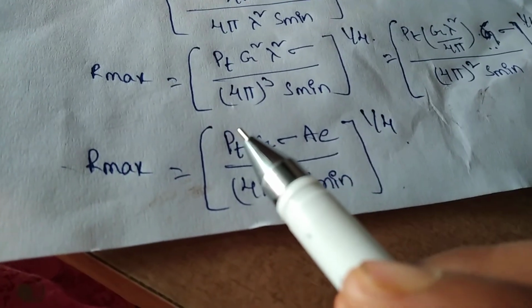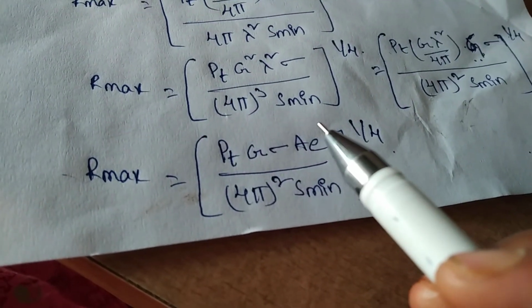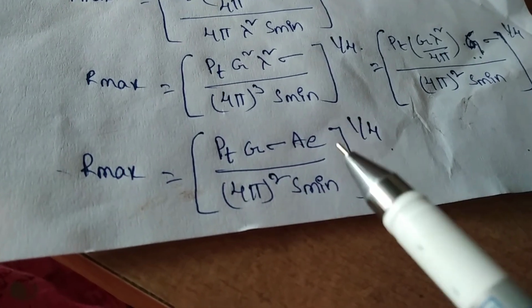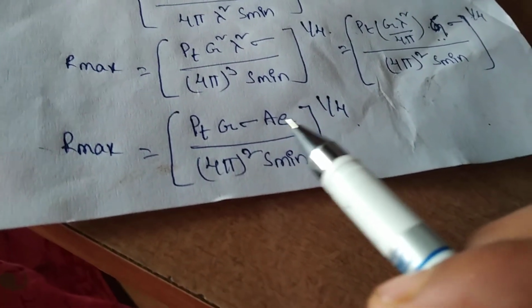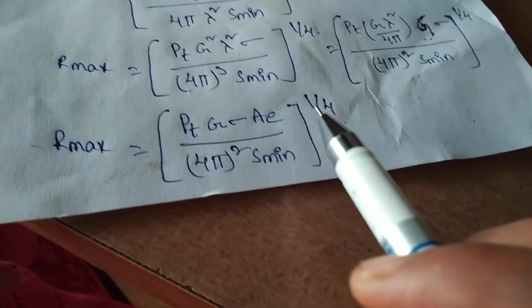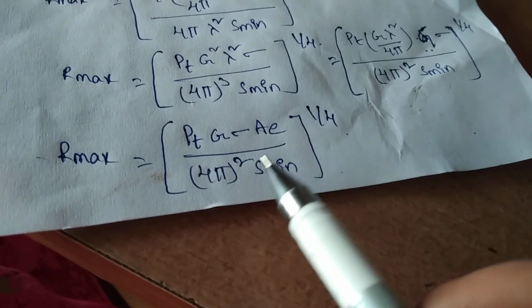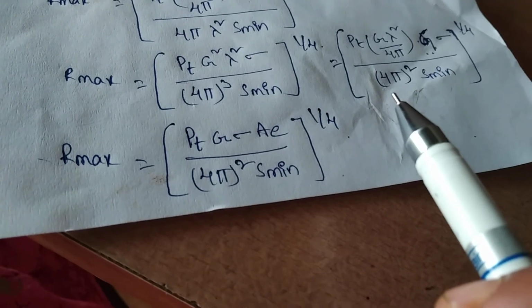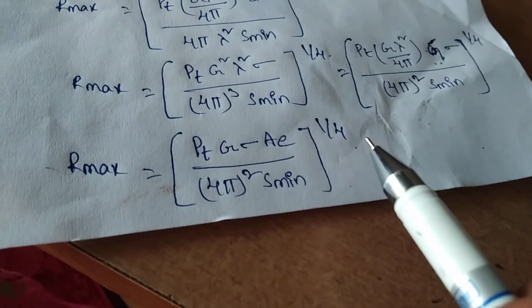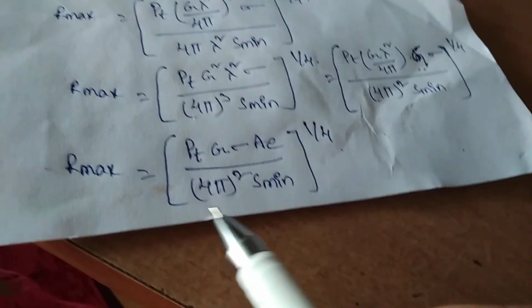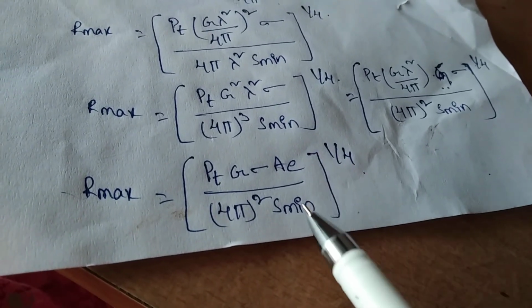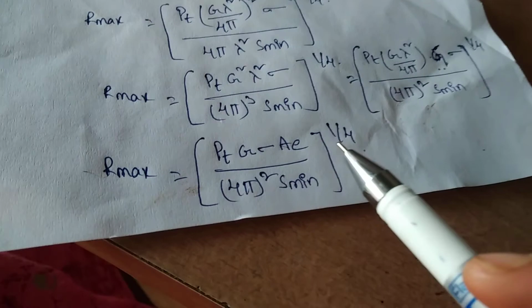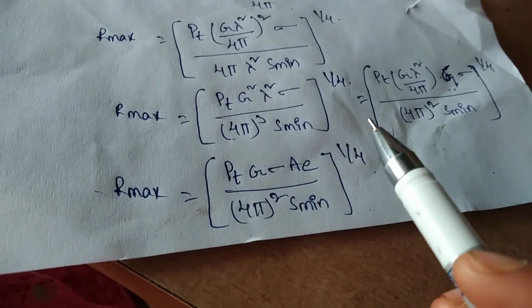In that, Pt is the peak power transmitted by the radar, G is the gain of the transmitting antenna, sigma is the radar cross section of the target, AE is the effective area or effective aperture of the receiving antenna, and S minimum is the power of the minimum detectable signal. So this is the radar range equation.